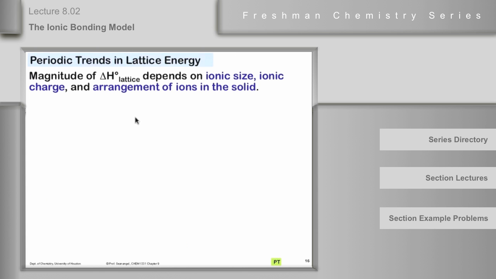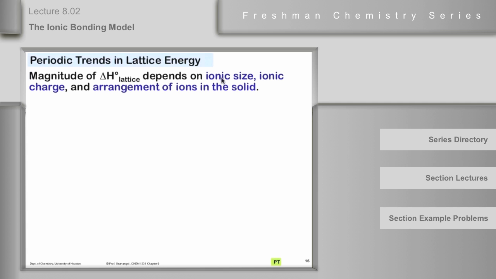Okay, what about periodic trends? What do we know about the magnitudes of the lattice energy for different ionic compounds? Well, we just showed lithium fluoride had negative 1,000 roughly, and magnesium fluoride had negative almost 3,000. So there's a trend that has to do with the charges on the ions. Okay? We can say in general that the magnitude of delta H of lattice, which is always negative, it's always negative. If the ions have opposite charges, it's always negative.